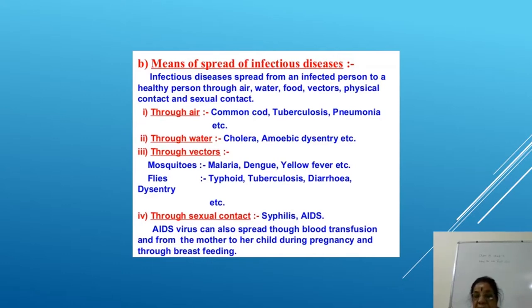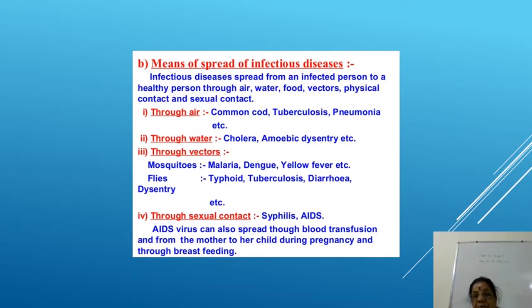In the same way, dengue: Aedes aegypti will carry the pathogen for dengue fever. Right? In the same way, mosquitoes carry malaria, dengue fever, yellow fever. Then flies, house flies, spread typhoid, tuberculosis, diarrhea, and dysentery. Any insects, a normal house fly, can spread typhoid, tuberculosis, diarrhea, and dysentery.